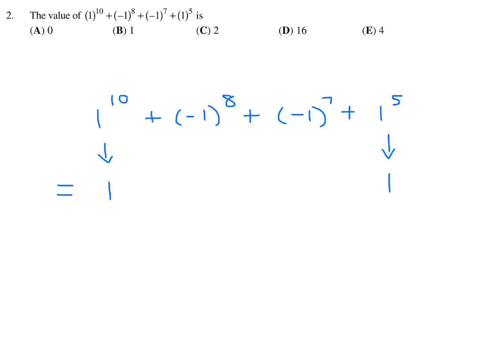Now, the key here, which would cause people to have a mistake, is the negative ones. Negative 1 to an even power is going to be equal to 1. And negative 1 to an odd power, like 7, will be negative 1. So this essentially becomes 1 plus 1 minus 1 plus 1, which is of course equal to 2. So the answer is C.